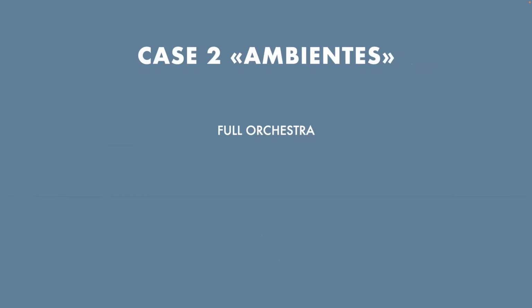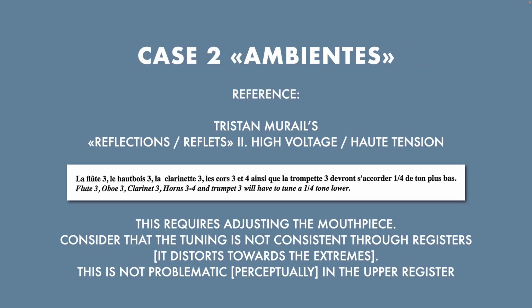The second case is a composition for full orchestra. Here the approach is different because a portion of the orchestra tunes a quarter tone lower. I found a reference for this approach in the piece Reflections, Reflet number 2, High Voltage, Haute Tension by Tristan Murail. By adjusting the mouthpiece of the third of flutes, oboes, clarinets, and making tube adjustments in a French horn and trumpet, some musicians tune a quarter tone lower than the rest of the orchestra.